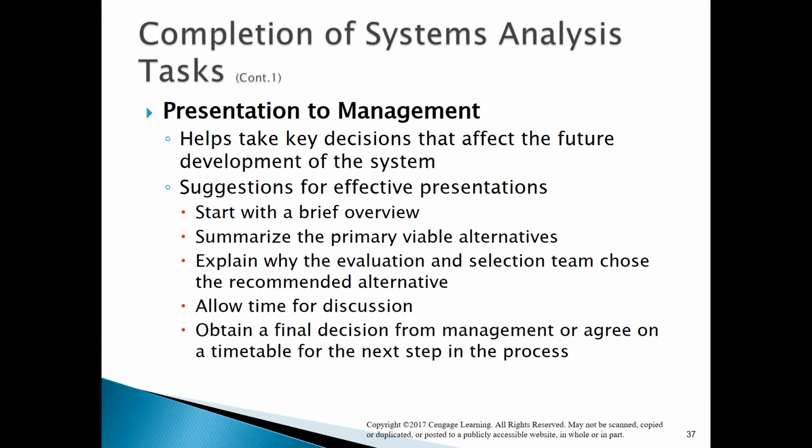Then explain why the evaluation and selection team chose the recommended alternative. So you have to give reasons why. Your reasons would basically depend on total cost of ownership, the conditions probably, and moreover the benefits, the net profit value that derives afterwards. And then allow time for discussion, obtain a final decision from management, or agree on a timetable for the next step in the process. Sometimes they may take days to actually come up with a solution, or several meetings.